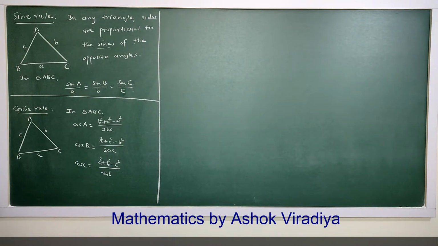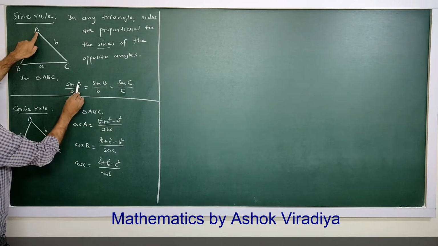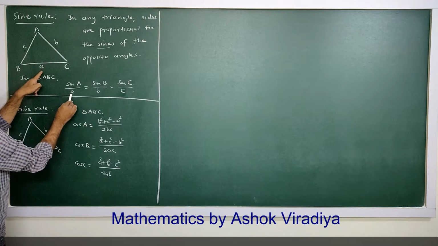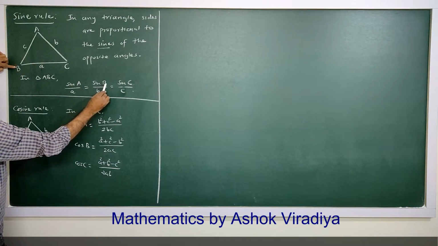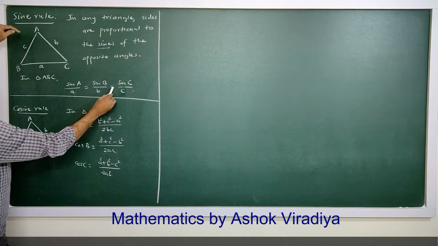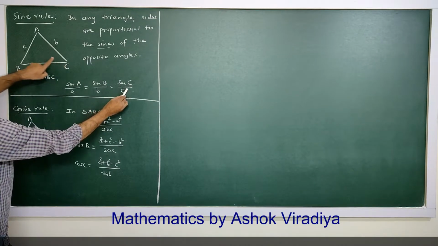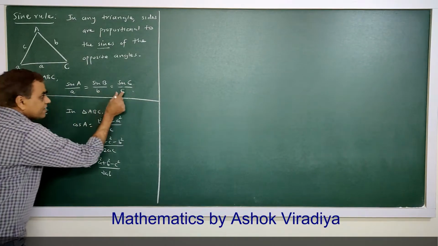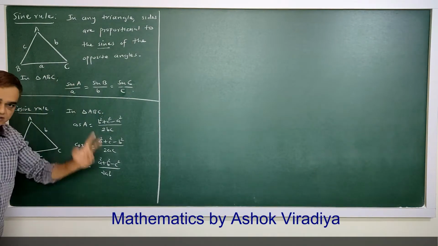So in this triangle, the sine value of angle A upon its opposite side is equal to the sine value of angle B upon its opposite side, equal to the sine value of angle C upon its opposite side. So in the denominator we keep the opposite sides and in the numerator we keep the sine value of the angle of the triangle.